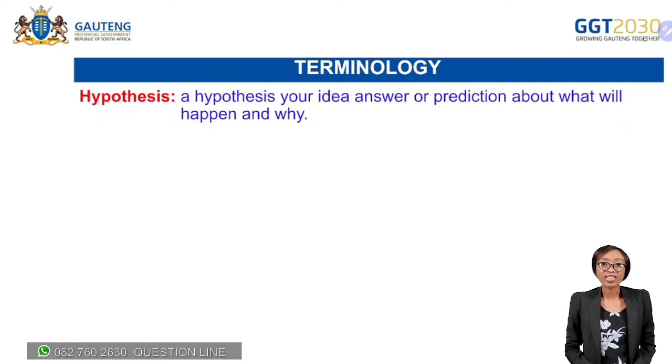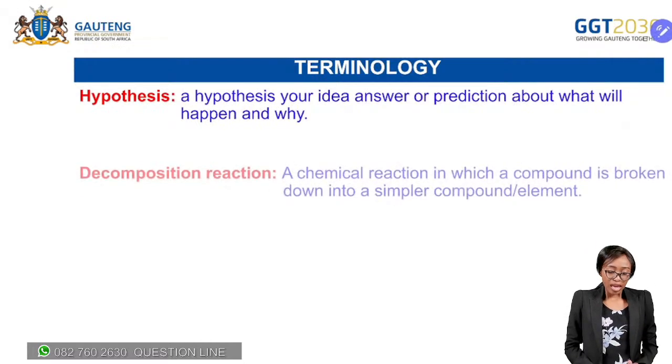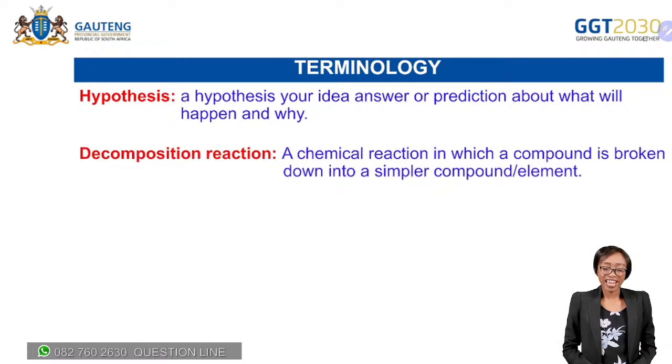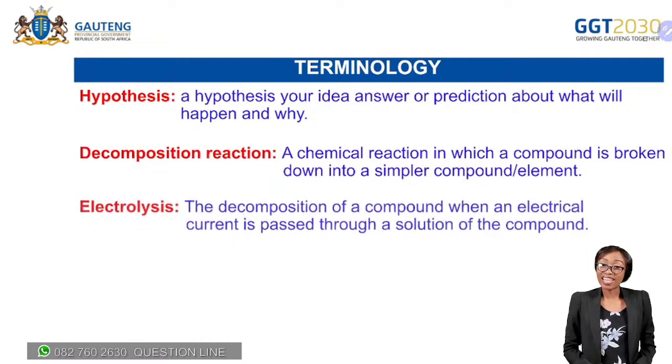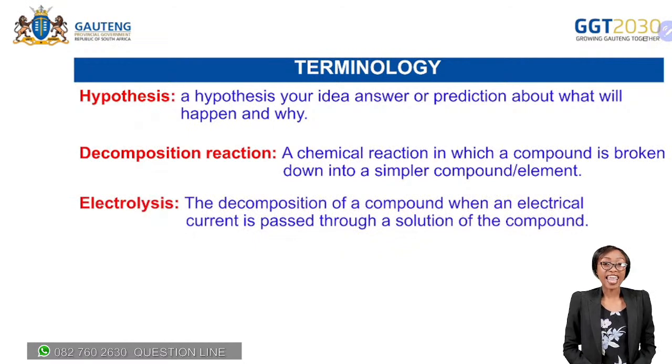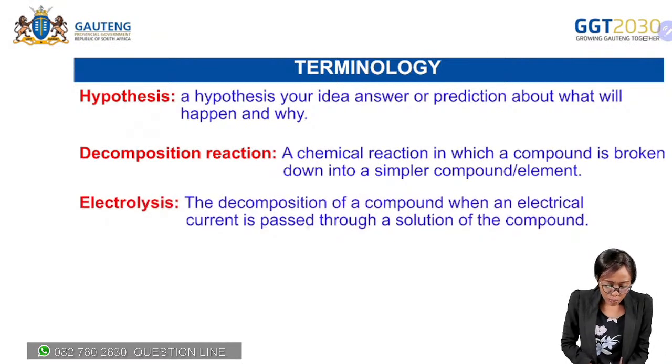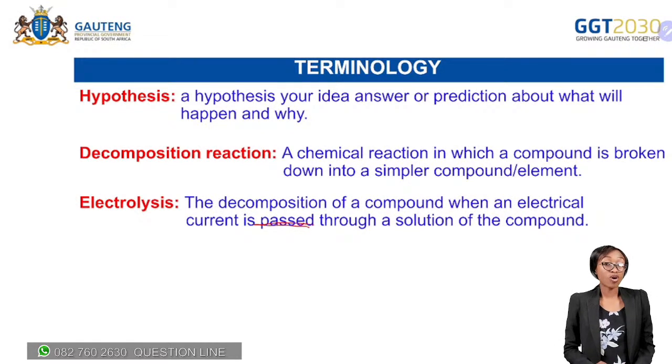What is a hypothesis? A hypothesis is your idea, answer, or prediction about what will happen and why that will happen. And then decomposition reaction. It is a chemical reaction in which a compound is broken down into a simpler compound or element. And then the last term for today is electrolysis. Electrolysis is the decomposition of a compound when an electrical current is passed through a solution of the compound.